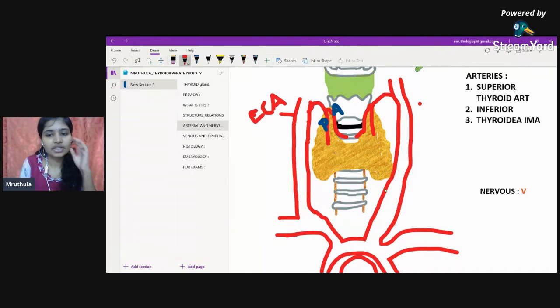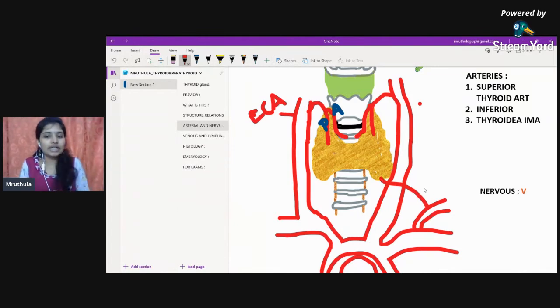So from where does the inferior thyroid artery come? Have a look here. From the subclavian artery, there is something called the thyrocervical trunk. From the thyrocervical trunk comes our inferior thyroid artery. Yes, the inferior thyroid artery is the largest branch of the thyrocervical trunk. So this is coming on the inferior aspect. Again, on the opposite side also, it will come on the inferior aspect.